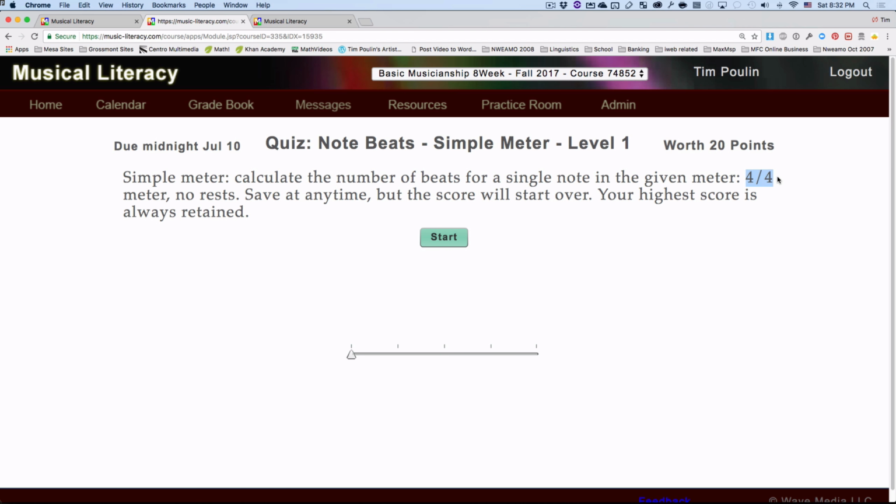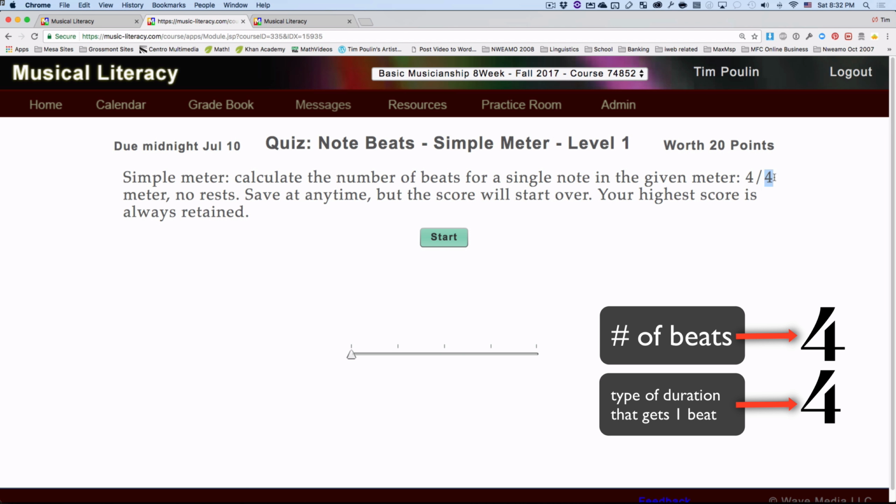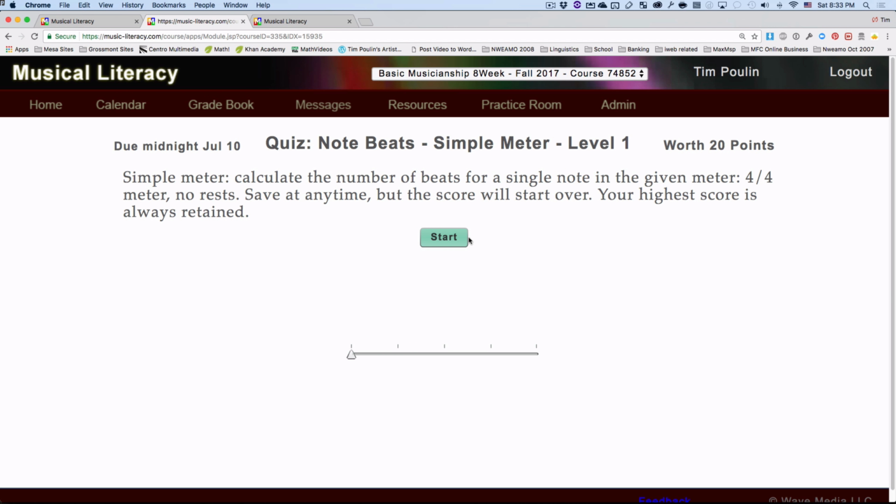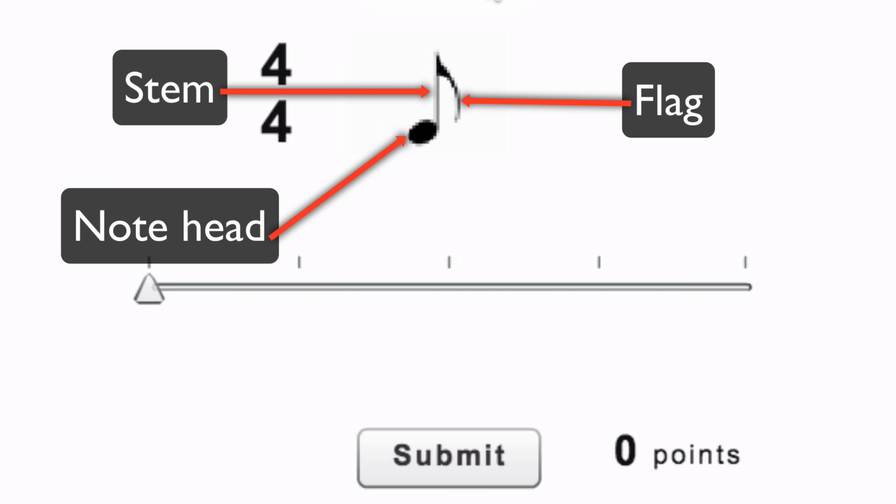Currently, all we're going to do is use 4/4 or common time. And that means that this bottom 4 tells us that quarter notes will get one count or one beat. If things are larger than a quarter note, they'll get multiple beats. And if they're smaller than a quarter note, they'll get fractions, parts of beats. So let's start it out and see what that means.